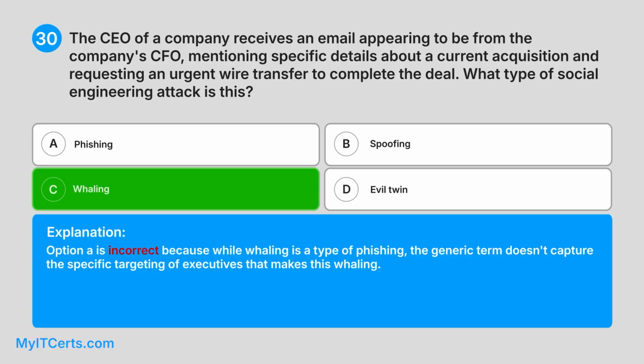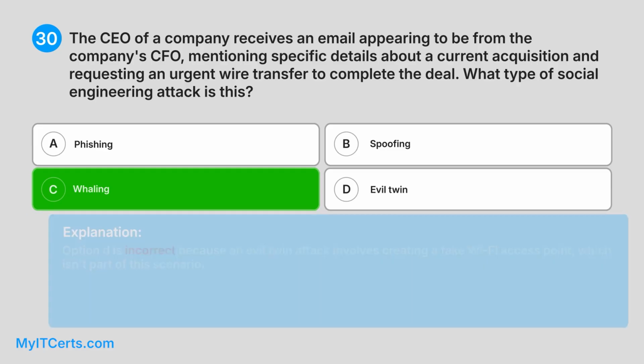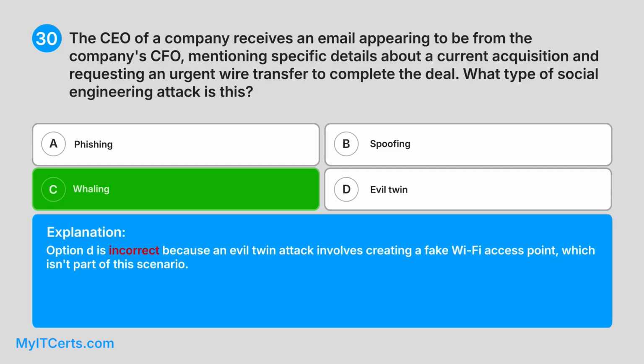Option A, phishing, is incorrect because while whaling is a type of phishing, the generic term doesn't capture the specific targeting of executives that makes this whaling. Option B, spoofing, is incorrect because while email spoofing may be part of the attack method, it doesn't describe the overall social engineering technique being used. Option D, evil twin, is incorrect because an evil twin attack involves creating a fake Wi-Fi access point, which isn't part of this scenario.